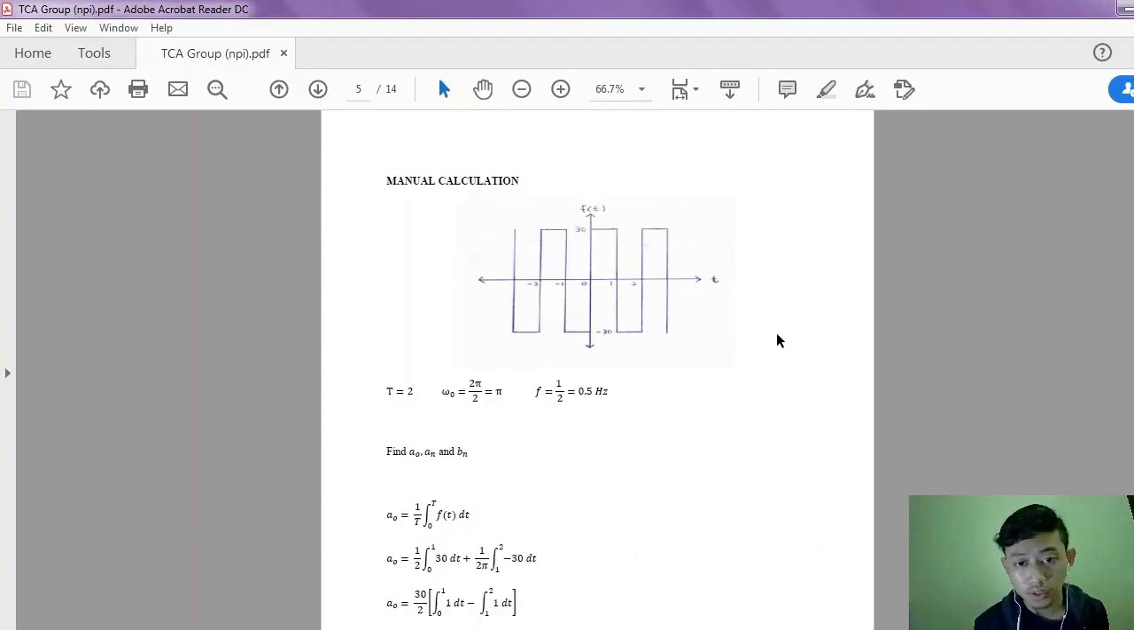The first thing we need to do is determine what type of graph we want to use, and my team and I have decided to use a square wave. We put the amplitude as 30 volts, one complete cycle is equal to 2 seconds, omega is pi, and the frequency is 0.5 hertz. After you have all the information, you can find A node, AN, and also BN.